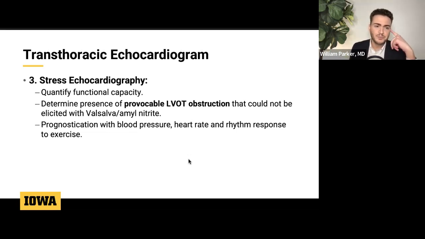And so stress echo is actually pretty helpful in these scenarios. It not only, obviously, quantifies the patient's functional capacity, but it can determine the presence of an obstruction in really a more physiologic condition than, say, giving amyl nitrite. It also has value in terms of prognostication, observing how the blood pressure, heart rate, and rhythm change in response to increasing intensity of exercise.